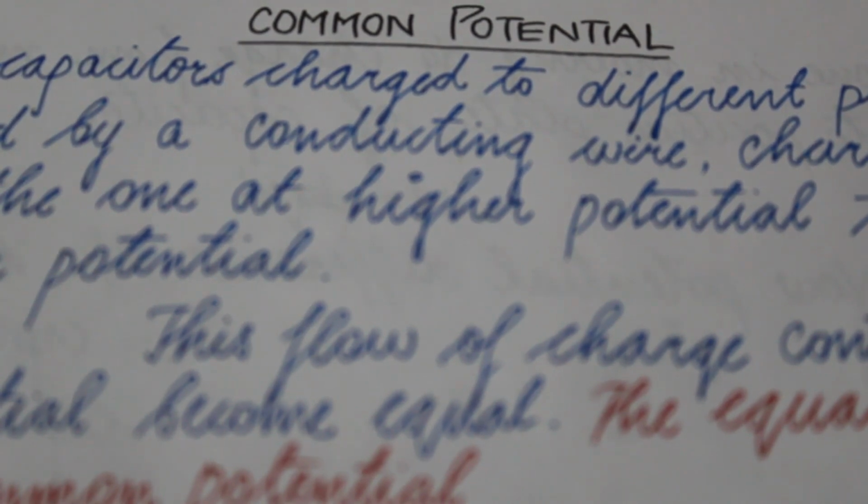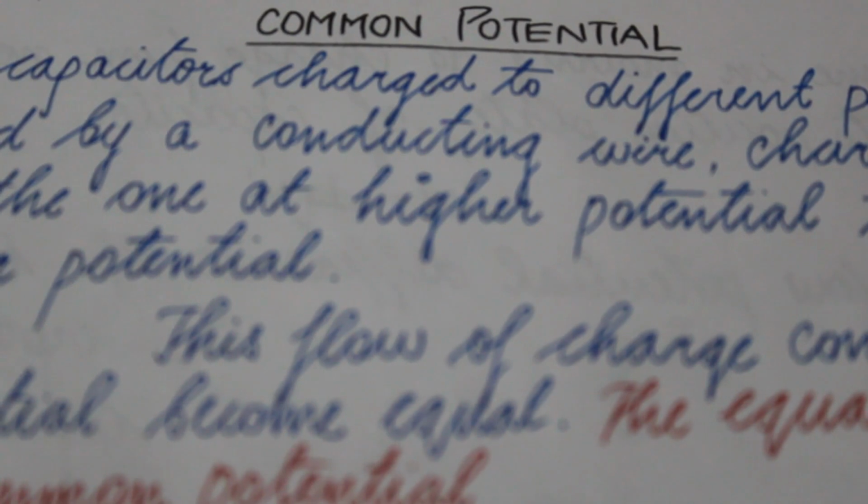Now what basically is common potential? Let's say there are two capacitors which are being separately charged. And now if we connect those two with a wire, then the charge will flow from a higher concentration to the lower concentration. This process will continue until the potential of both the capacitors becomes equal.